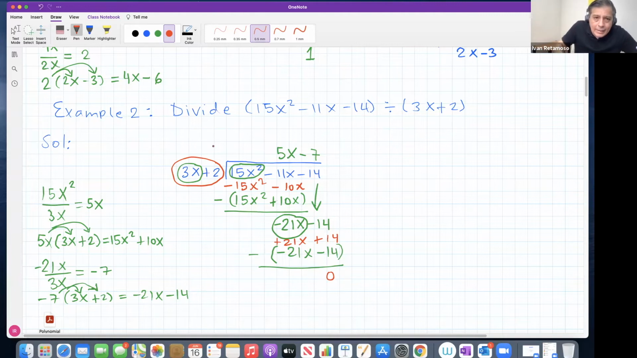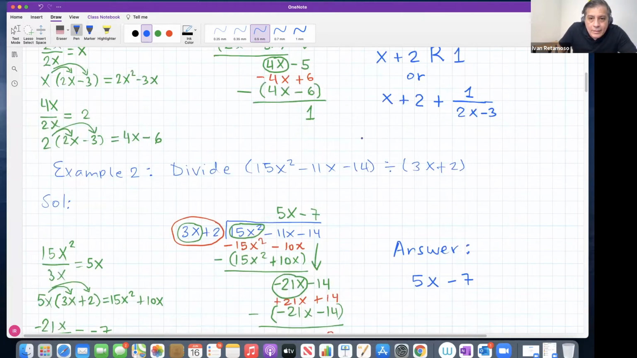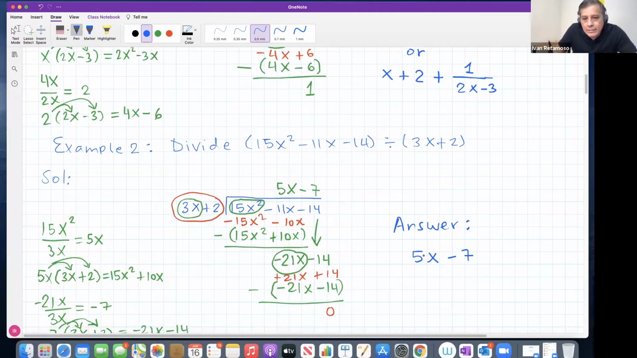So in that case, if the division gives you remainder 0, it means that your division was exact. So for the answer, you just have to write the quotient, no remainder. The division was exact. So the answer is just 5x minus 7. That's it. Very good, guys. So two scenarios here. Sometimes you will get a remainder like in here, but sometimes you will not. So you just have to write the quotient.